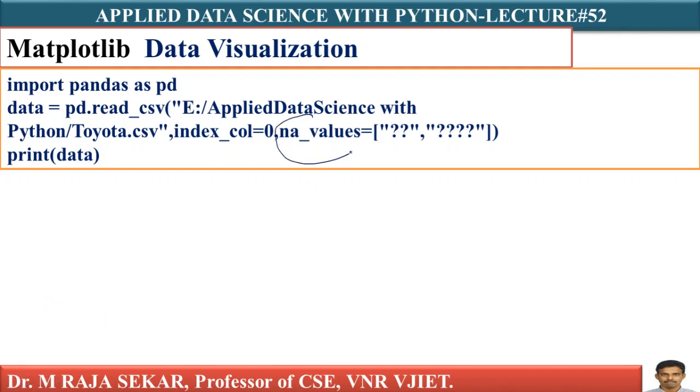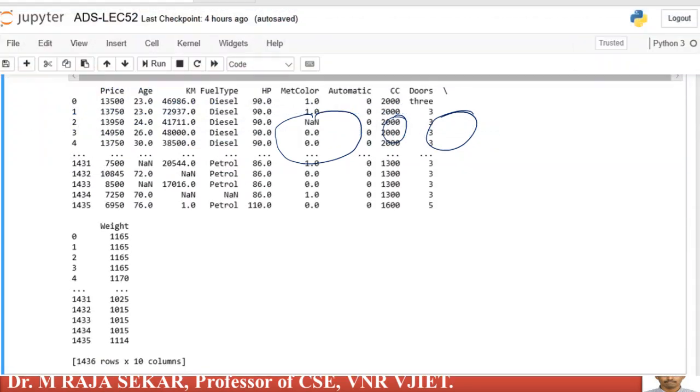There is an attribute na_values equal to double question marks. The question marks will be replaced by NaN values. Just see here, NaN values are replaced in the place of question marks, isn't it? That I need not discuss. I discussed this many times, isn't it?